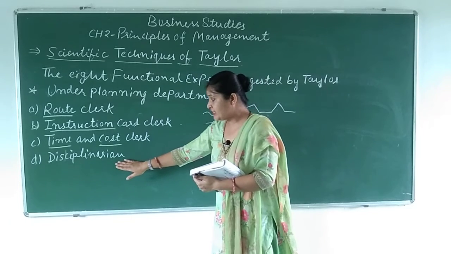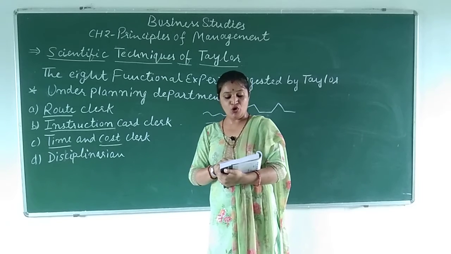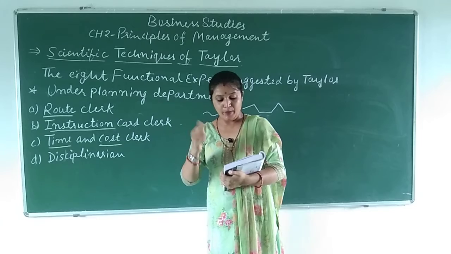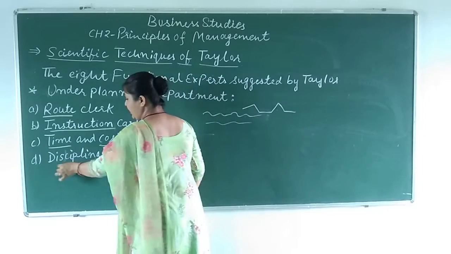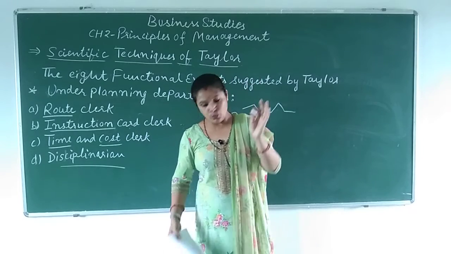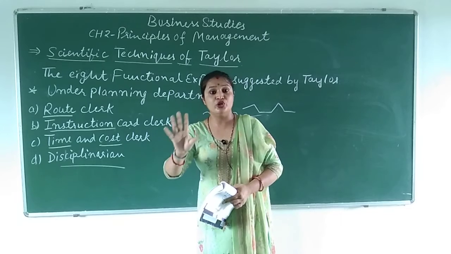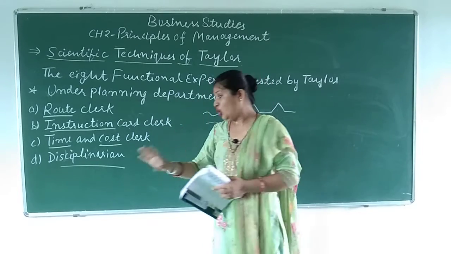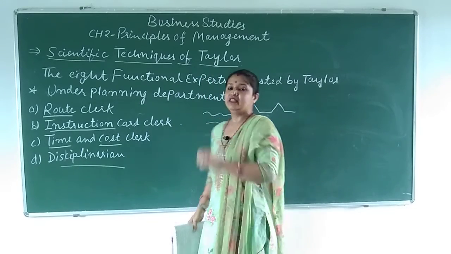Now the last one is disciplinarian. Disciplinarian means that this foreman is responsible for performance of the job in an orderly and systematic way. Disciplinarian means discipline. The work should be done in a disciplined, systematic way. There should not be any fighting between the workers. So discipline should be there, and a systematic way of working should be there.